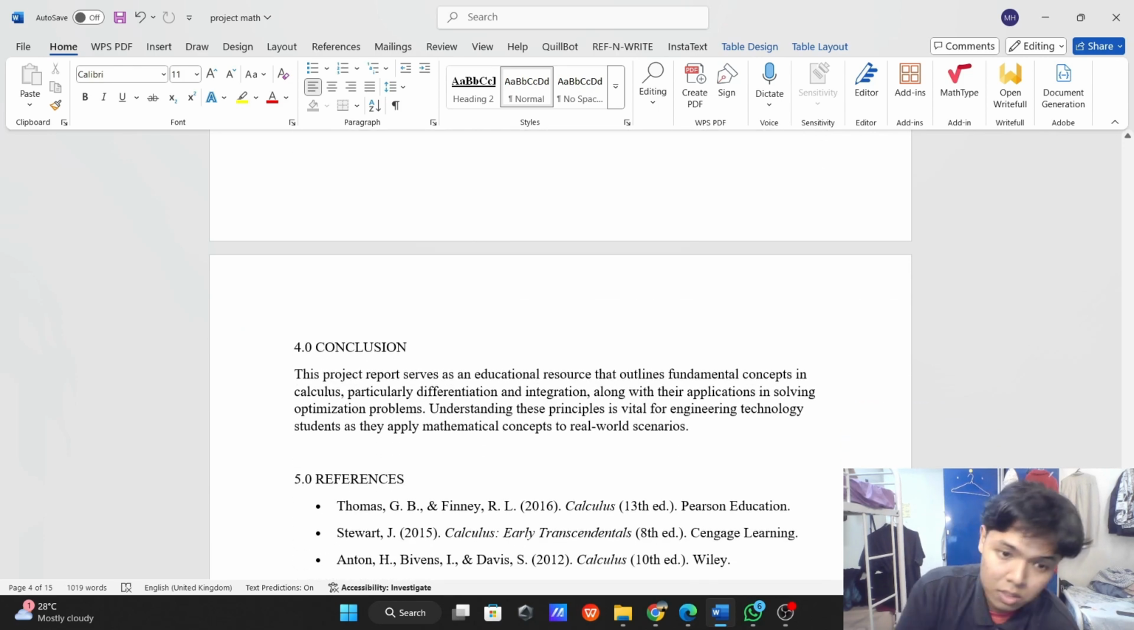So in conclusion, this project report serves as an educational resource that outlines fundamental concepts in calculus, particularly differentiation and integration, along with their application in solving optimization problems. Understanding this principle is vital for engineering technology students as they apply mathematical concepts to real-world scenarios.